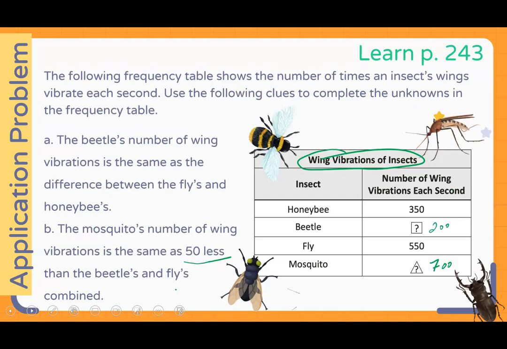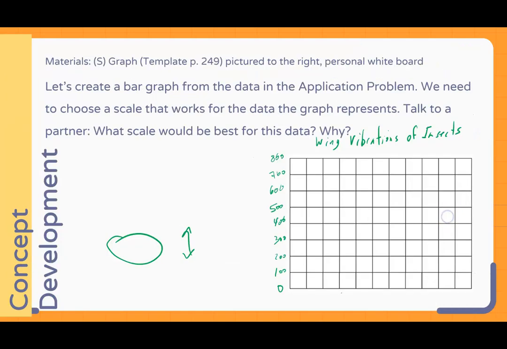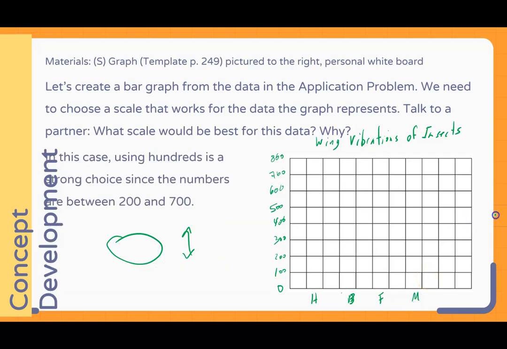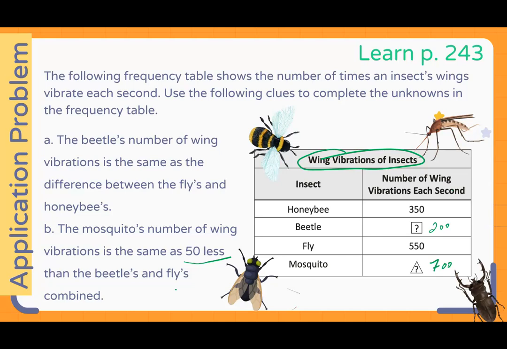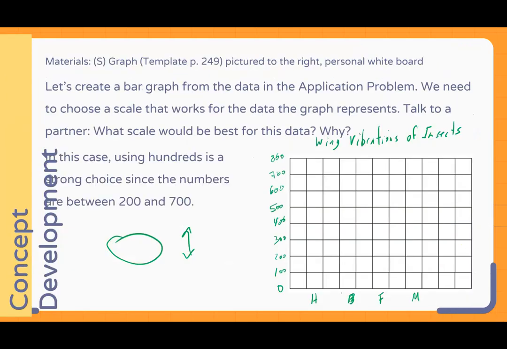So it would be honeybee, beetle, fly, mosquito. I'm just going to put the first letter for all of them, okay? So honeybee, HBFM. So we'll do H, skip 1, B, skip 1, F, skip 1, M. Okay, so it's honeybee, beetle, fly, mosquito.